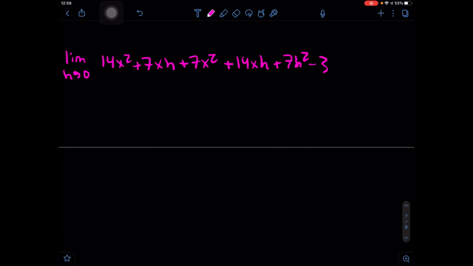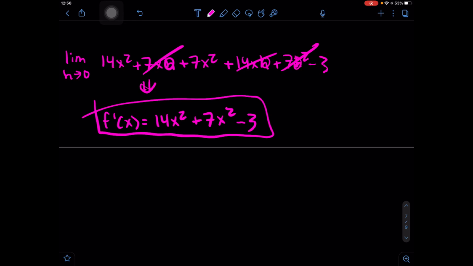So now we can finally plug in 0 for all the h's since the h in the denominator is gone. So if we put in 0 here, this would go out. Put in 0 here, this term would go out. Put in 0 here, this term would go out. So we're left with our final answer being 14x squared plus 7x squared minus 3.